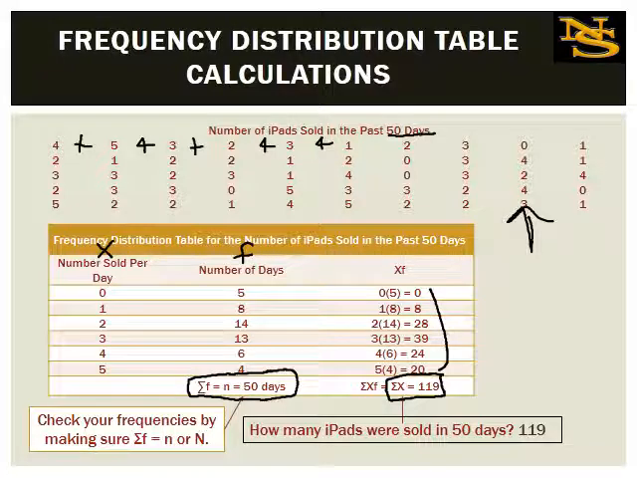And this is nice because you don't want to have to add all these numbers up. And sometimes you're not given raw data. All you have is a frequency distribution table. So sometimes you may need to know the total number of items that you looked at.